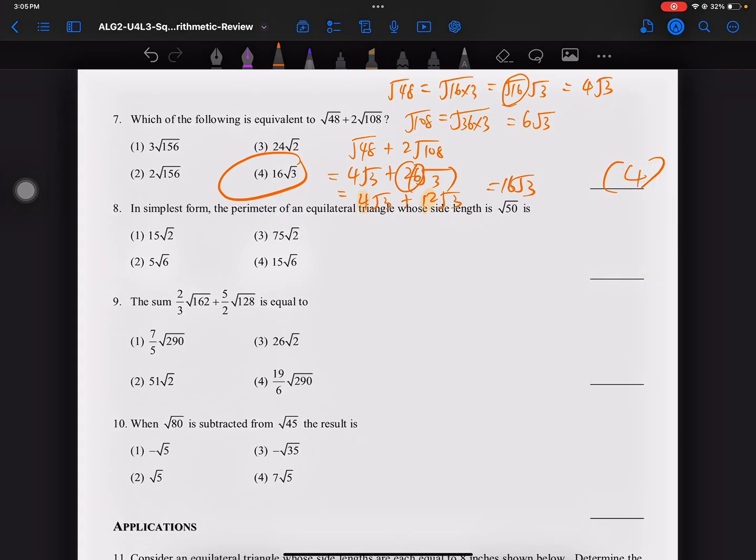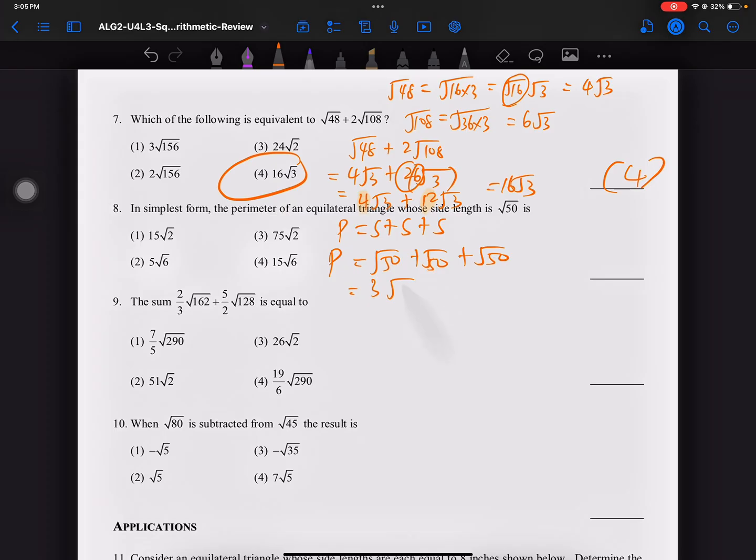Question 8. The perimeter of an equilateral triangle with side length √50. We can recall the formula: an equilateral triangle has 3 equal sides, so each side is length S. Then the perimeter is S plus S plus S, which is √50 plus √50 plus √50. Now you can see we have like terms, which are all √50.